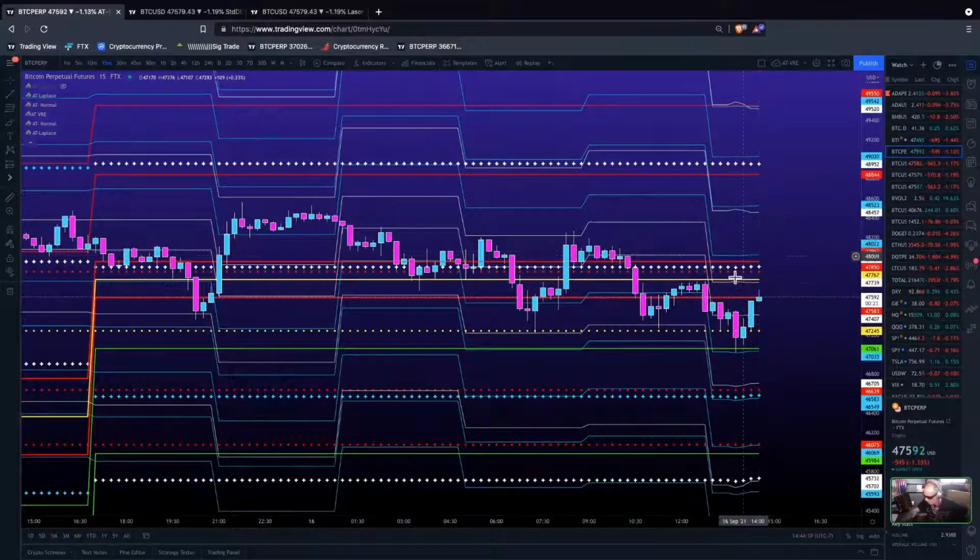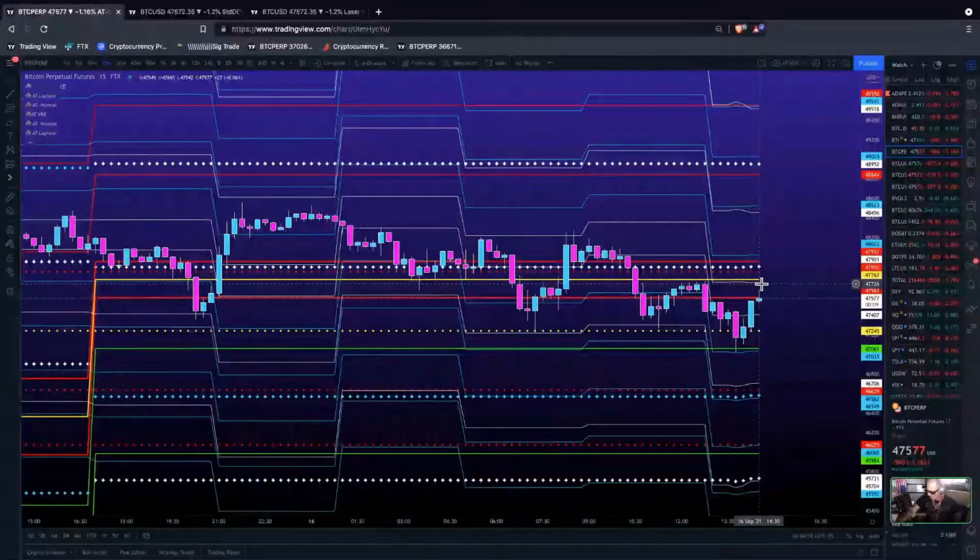So you've got a battle going on right here, right? You've got 2 magnets pulling on this price action. Right here, whoa, nope, whoop. So it's just a continuous battle. That's what this indicator is great at, showing you where these areas are.